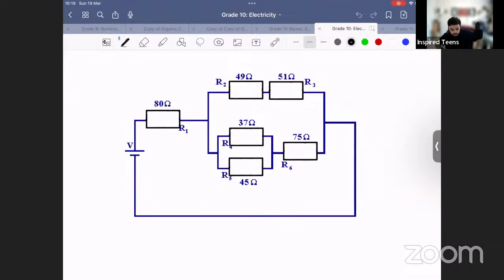Someone tell me, which resistors are connected in series in the circuit? Maybe my question is a bit ambiguous. Which resistors are on the main circuit?